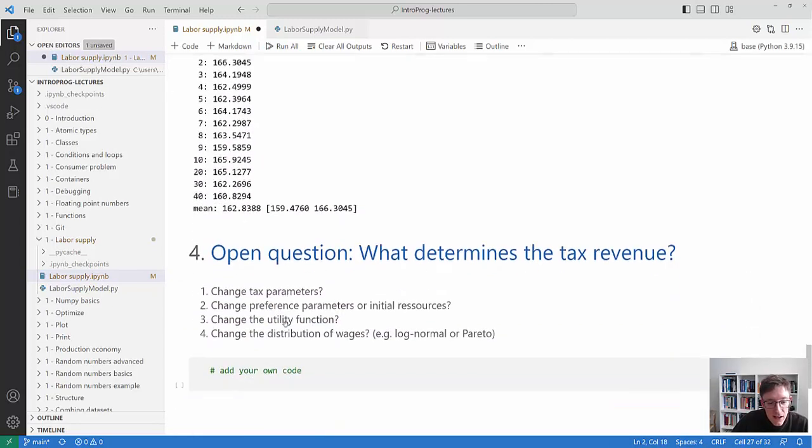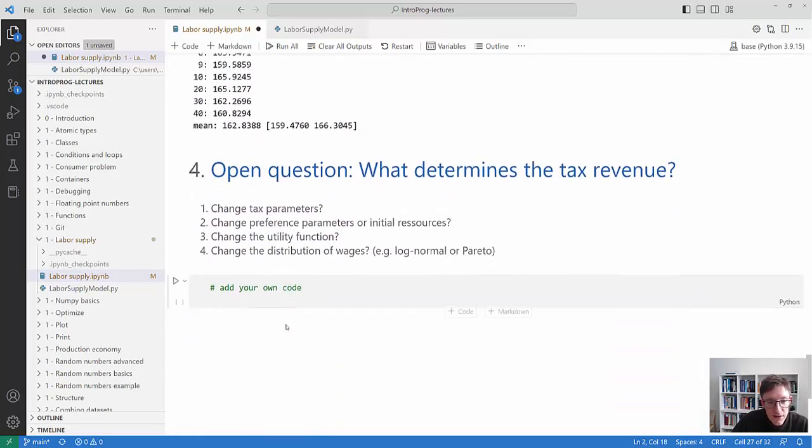Okay, finally, an open question to end this notebook. What determines the tax revenue? You should spend some time trying to change parameters, change tax parameters, preference parameters, initial resources, maybe change the utility function, maybe change the distribution of wages, for example, to a log normal or a Pareto, and see how does that affect the tax revenue. That's a good way to gain intuition for how this model works.